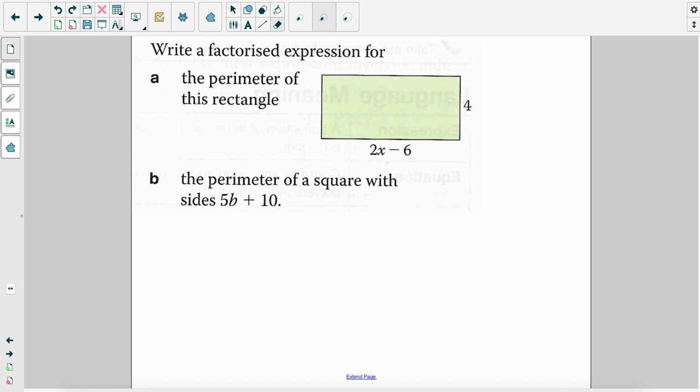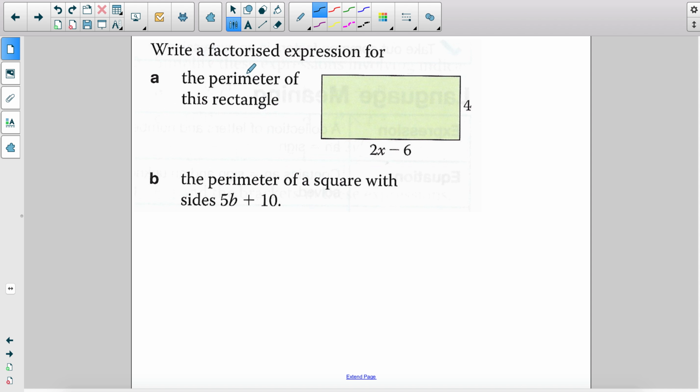This question relates to the chapter we've been covering in class, which is factorizing and expanding brackets. This question is specifically about factorizing. So part A asks us to write the perimeter of this rectangle, but it has to be in a factorized form. So remember that to find the perimeter of any shape, you need to add all the lengths.